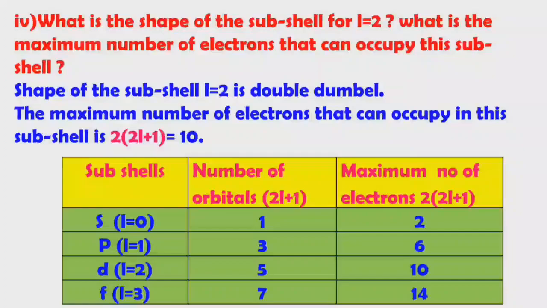Maximum number of electrons is given by 2 of 2l plus 1. Maximum number of electrons in an orbital or subshell is given by 2 of 2l plus 1. So in s orbital maximum 2 electrons, in p orbital maximum 6 electrons, in d orbital maximum 10 electrons, in f orbital maximum 14 electrons.